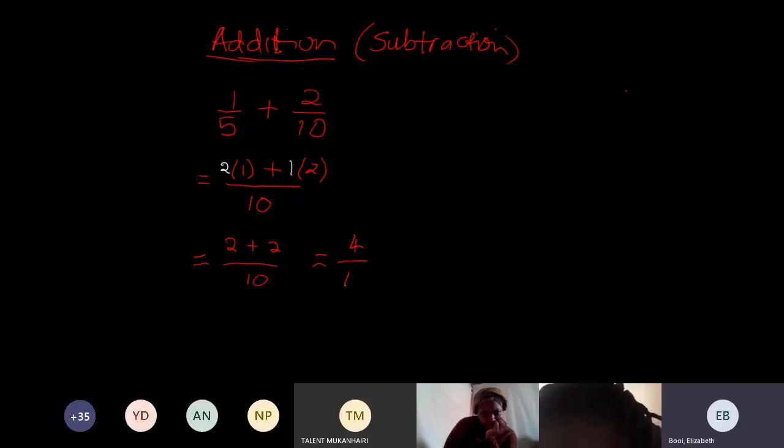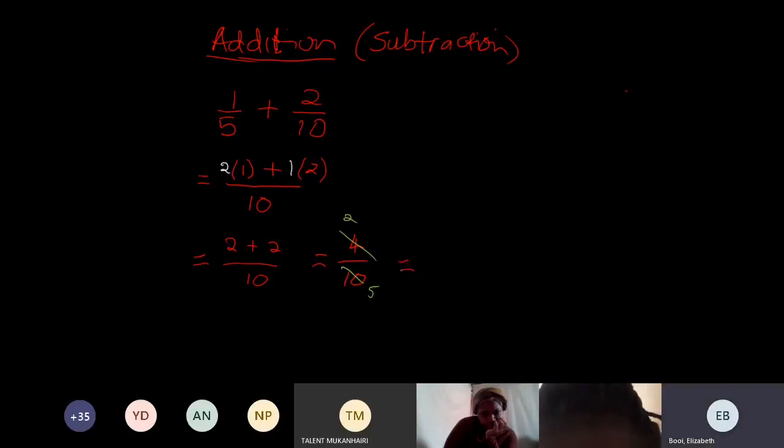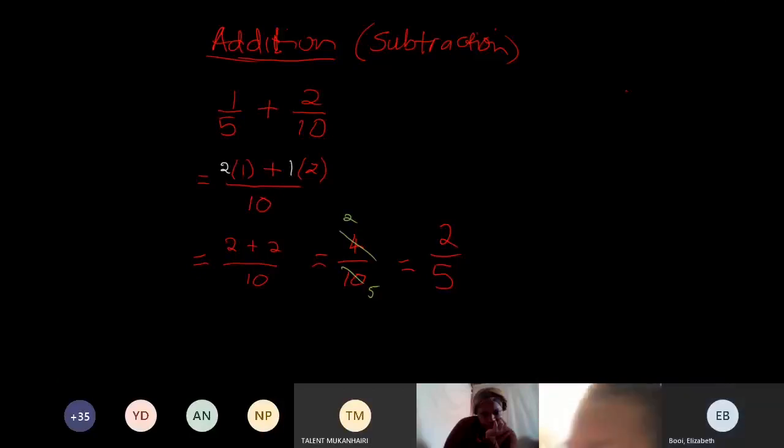And the answer here will give us 4 divided by 10. There is a number that can go into both of them. 2 can go into 4. 2 goes 2 times into 4, and it goes 5 times into 10. And therefore, your final answer becomes 2 over 5. So when you solve fractions, you also need to simplify them to their lowest form. And that is addition and subtraction of fractions.